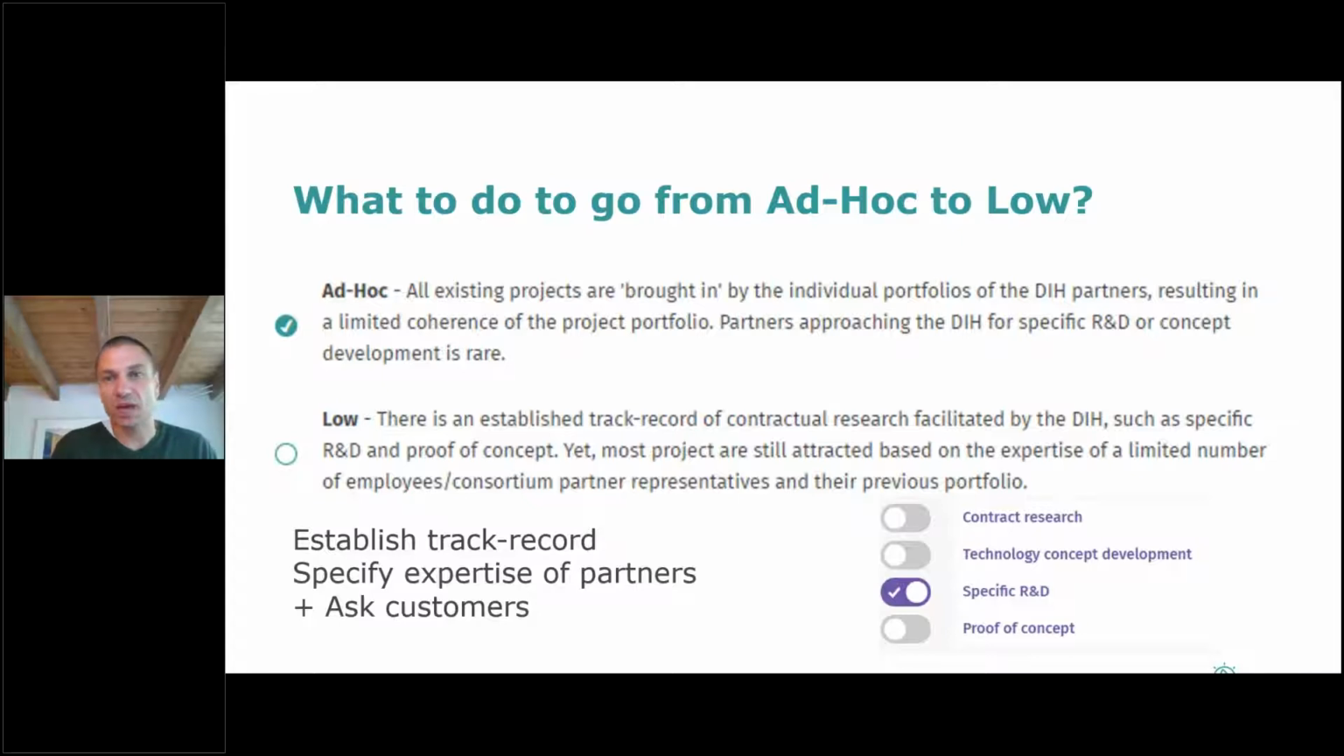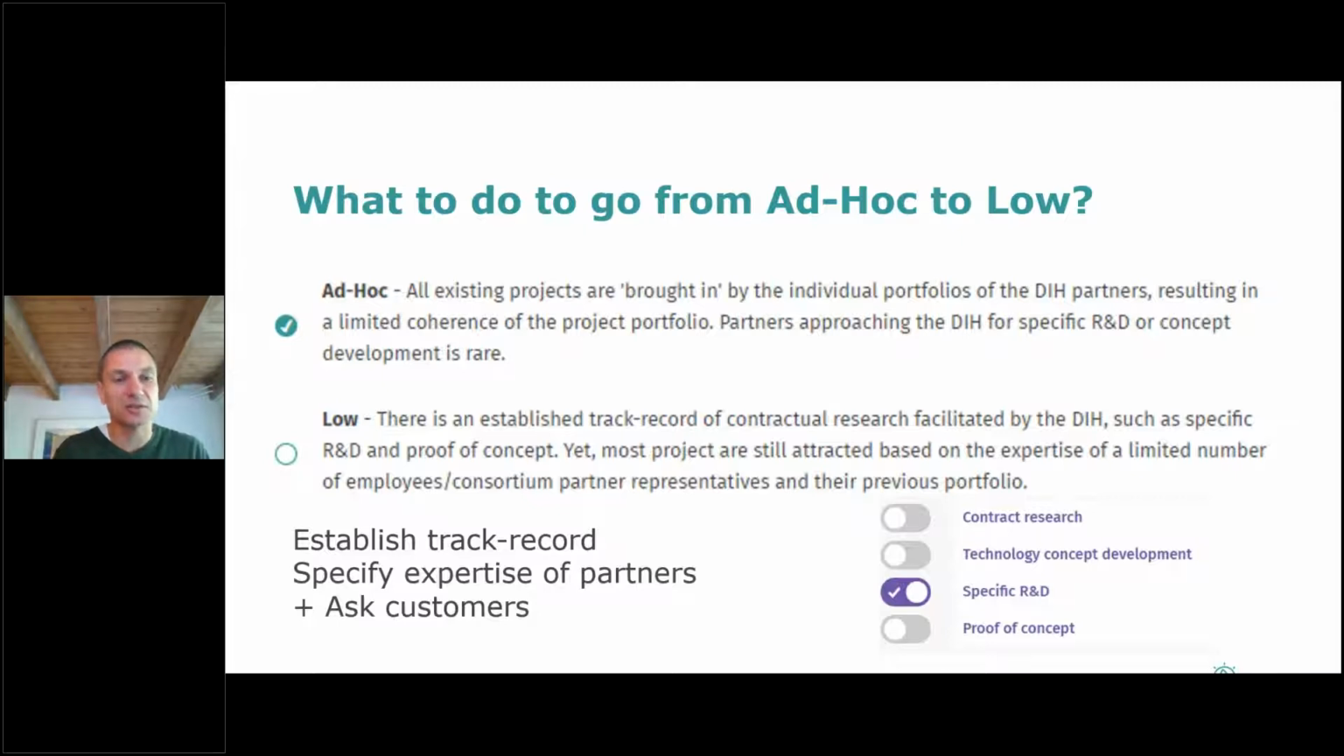So here we see 2 levels for a particular service, one being ad hoc. All existing projects are brought in by the individual portfolios of the Digital Innovation Hubs partners. And the next level would be low. There is an established track record of contractual research facilitated by the Digital Innovation Hub. Now, by looking at the differences in definition between ad hoc and low, we can think of ways to go from ad hoc to low level. For instance, by establishing this track record.